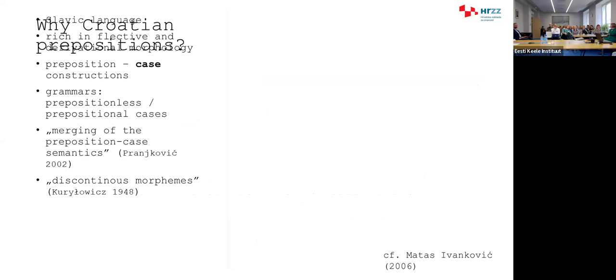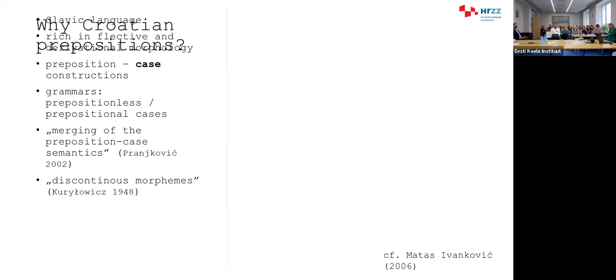Why Croatian prepositions? Well, Croatian is a Slavic language. And as we all know, Slavic languages are rich in inflectional and derivational morphology. And in Croatian grammars, you have descriptions of preposition-case constructions. They're the basic unit, right?